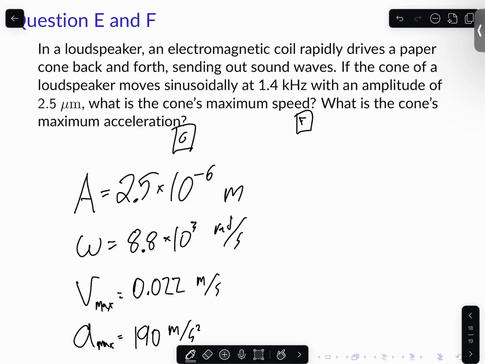Okay, answers up on the board. 2.2 centimeters a second and 19 G's. Whoa, baby. 190 meters per second squared.